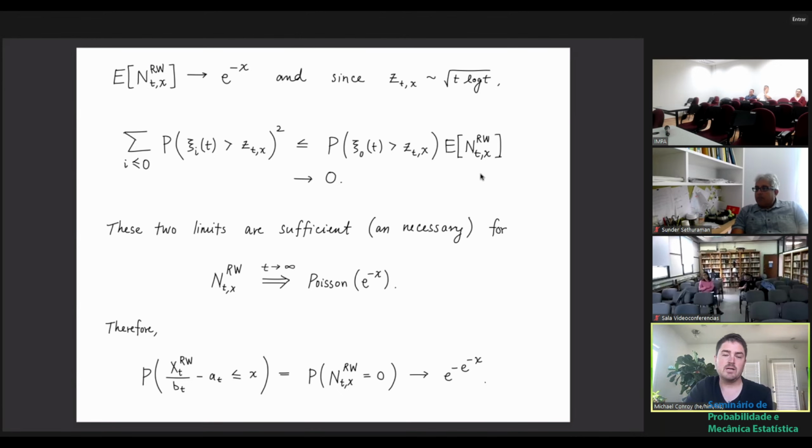So for a sum of independent Bernoulli random variables, convergence of the mean and convergence of the sum of squared expectations is sufficient and in fact necessary for Poisson convergence. So this was Arratia's proof. This N tends to Poisson with parameter e to the minus x. And so if we go back to our CDF that we wrote in terms of N, this converges to a Gumbel CDF.